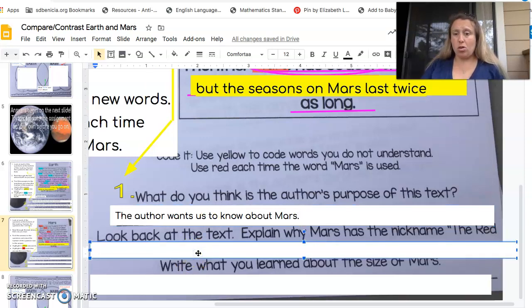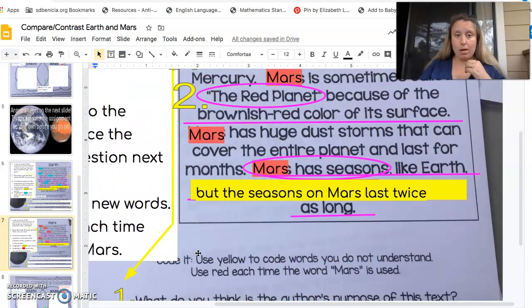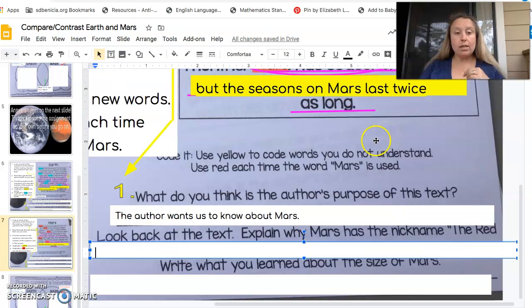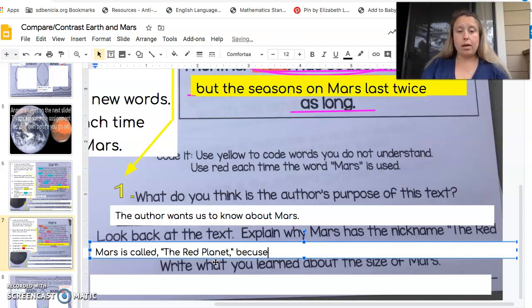Now, why is Mars called the red planet? Now, if we look up here where I circled the answer and wrote it down, it says the red planet because of its brownish red color of its surface. So let's write that down. Mars is called the red planet because of the brownish red color of its surface. Okay.